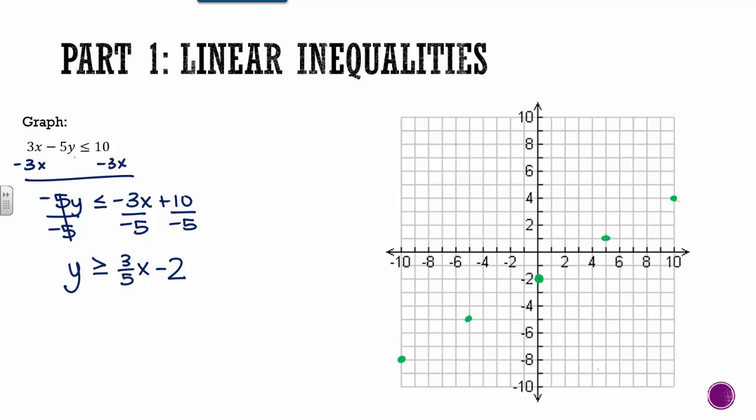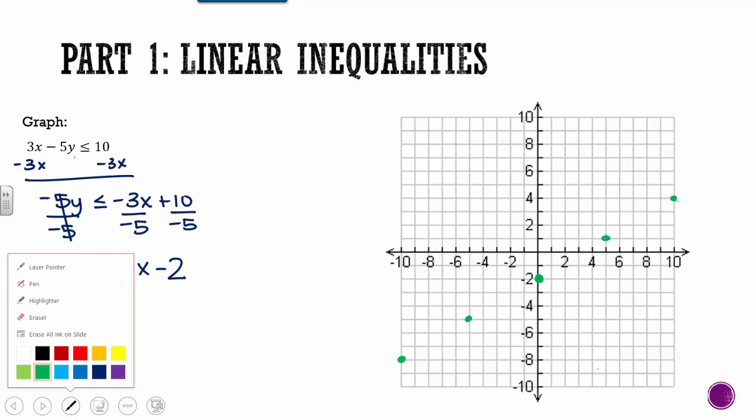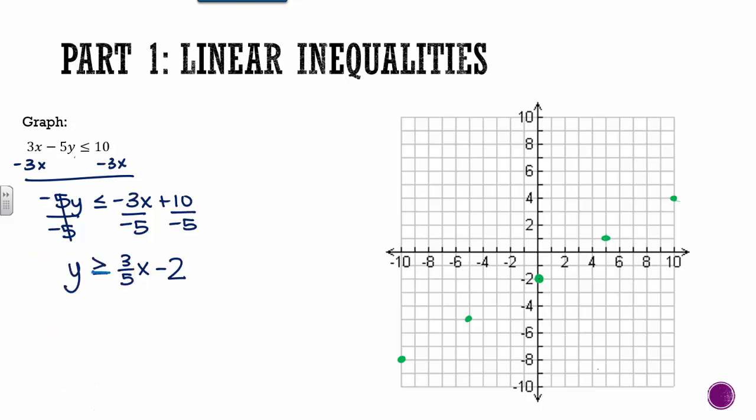Now before I connect these dots, I'm going to stop and think about what kind of a line I have here. Because it has the equal sign underneath it, I need to draw a solid line. So just like any other line that we've ever done, draw it solid.